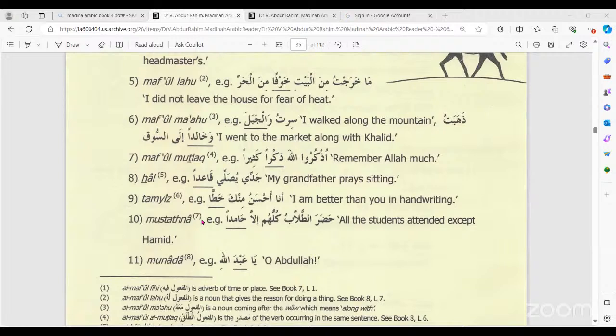It's not a noun though, is it? Yeah, khawfan is a noun. Yeah, it is a noun. So all maf'uls are nouns. They are never verbs.